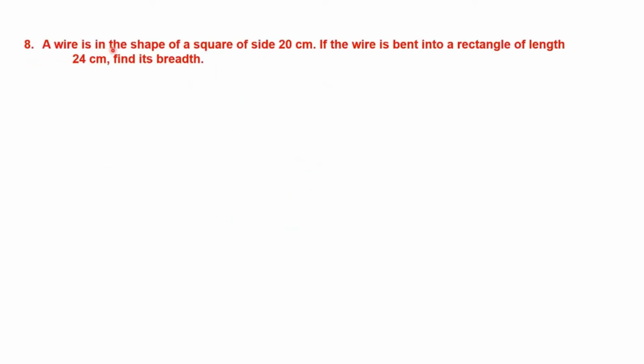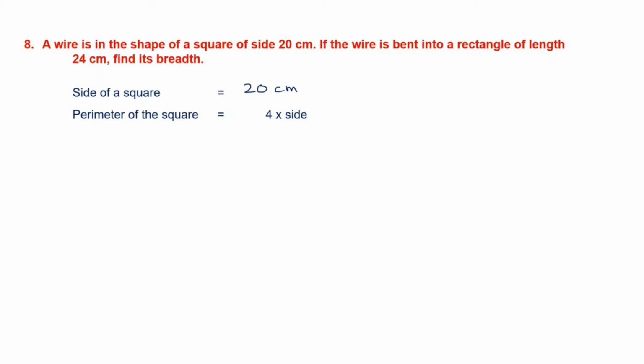Question 8. A wire is in the shape of a square of side 20 centimeters. If that same wire is bent into a rectangle of length 24 centimeters, find its breadth. Okay, so first we're going to look at the square and then we'll think of the rectangle. The side of the square given to us is 20 centimeters. Now let's find the perimeter of the square. The formula is 4 into side. Why are we finding the perimeter? Because the same wire is going to be bent into a rectangle.